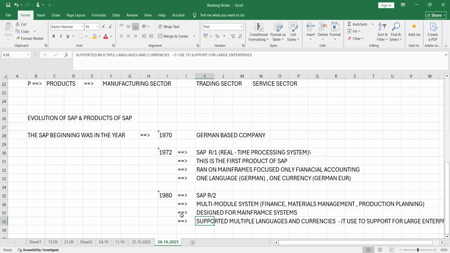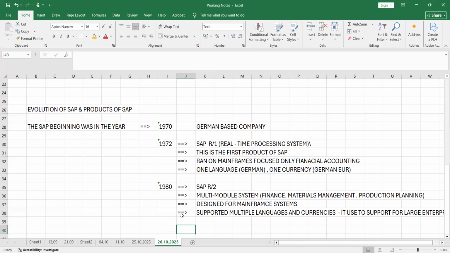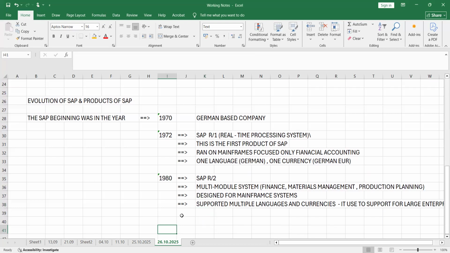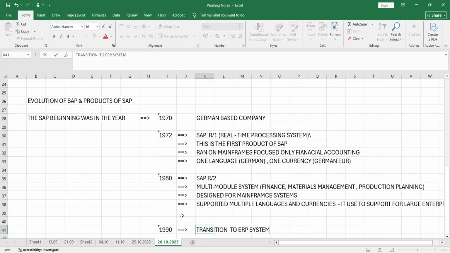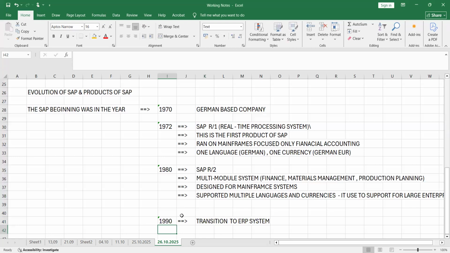In the year 1990, SAP made a transition to ERP. Transition to ERP means a centralized system. An ERP system is nothing but a centralized system, an enterprise resource planning system. SAP became one of the ERPs.